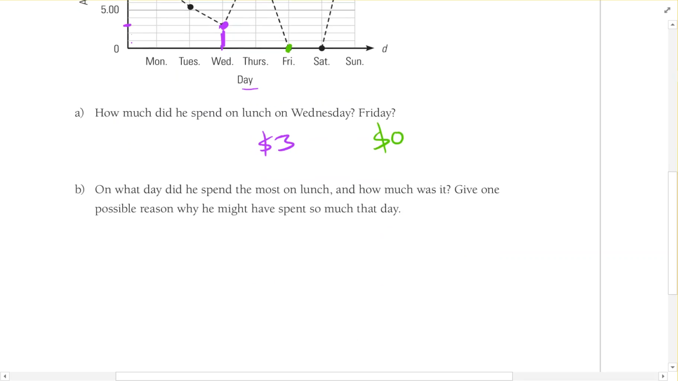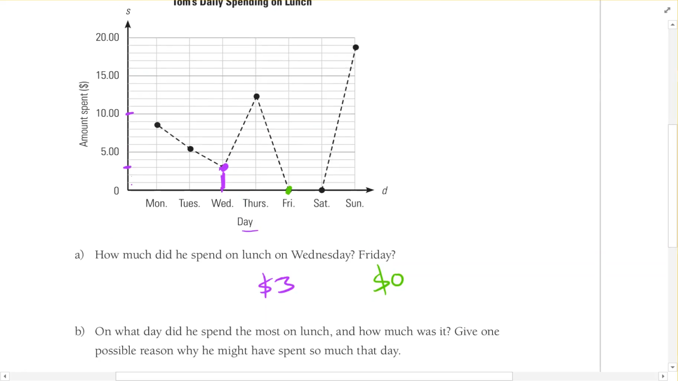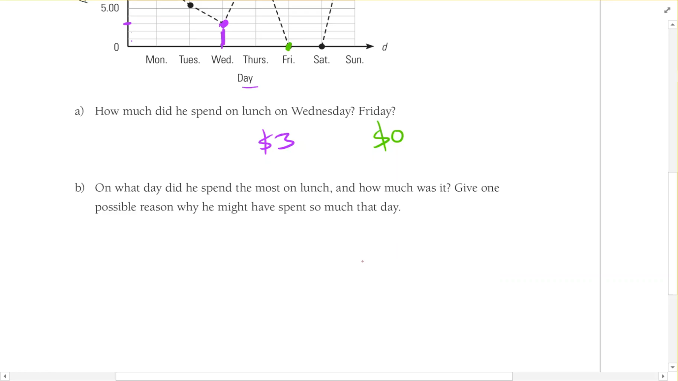All right. On what day did he spend the most on lunch, and how much was it? Give one possible reason why he might have spent so much that day. What day did he spend the most? Really, it's just the highest dot, right? So this dot up here is the highest. Let's make sure I know where that's at. It looks like he spent almost $19. You can see this dot's not quite on $19, so it's like $18.70 or something like that. You can't quite see, but we'll call it $18.70.